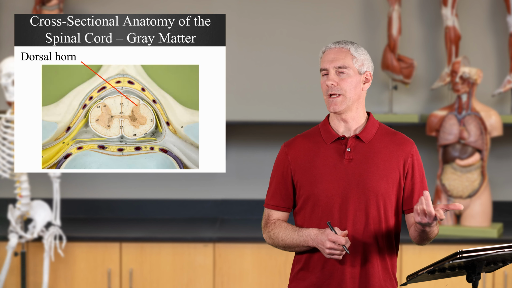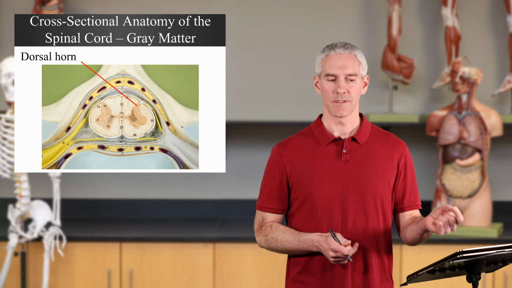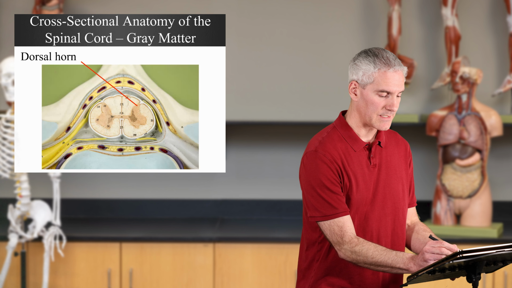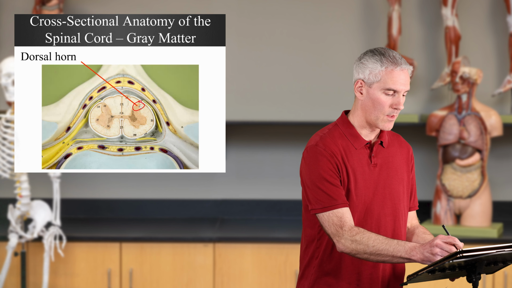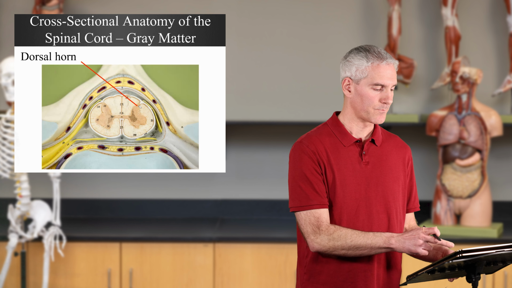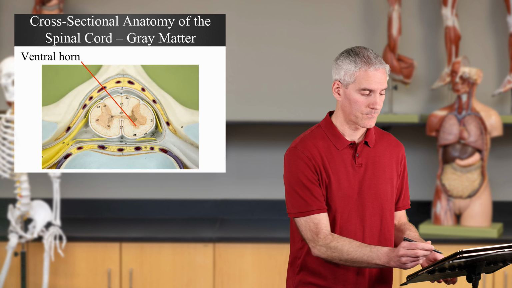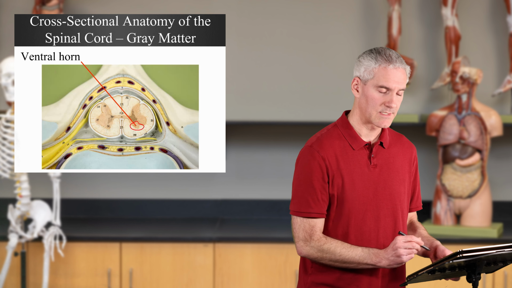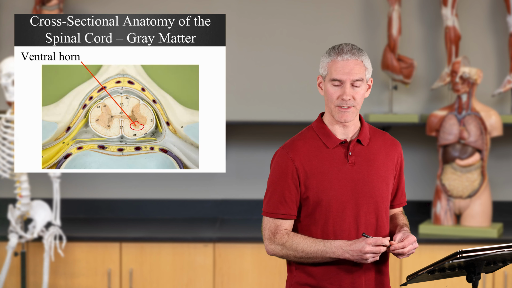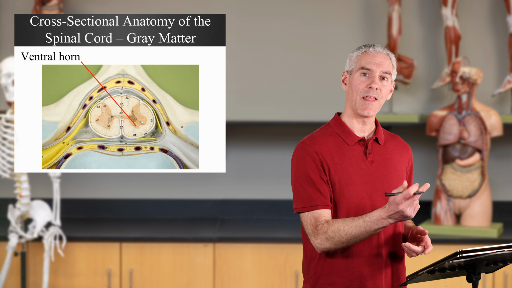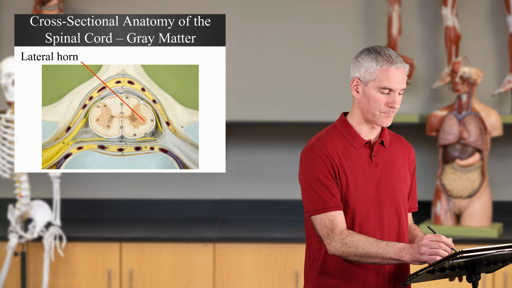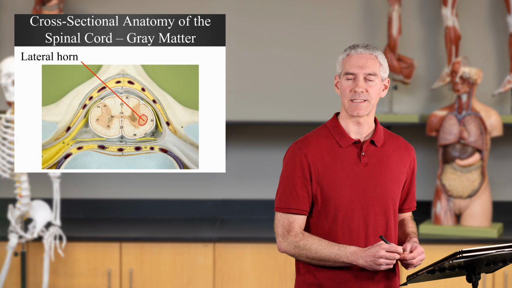All right, we have 3 horns. Dorsal horn, which you can see here. This is the dorsal horn. We then have ventral horn. The ventral horn is what's down here. It's all gray matter, so ventral horn. And then we have the lateral horn, which is out over here. That's the lateral horn.